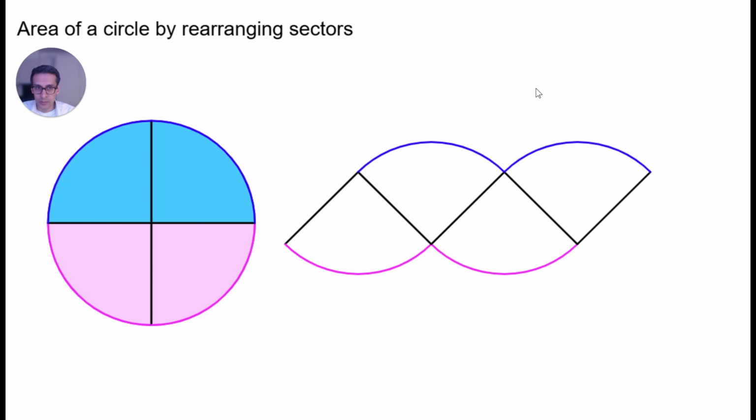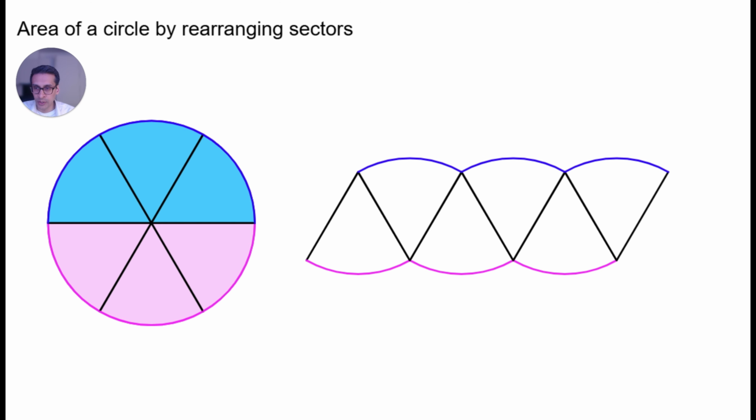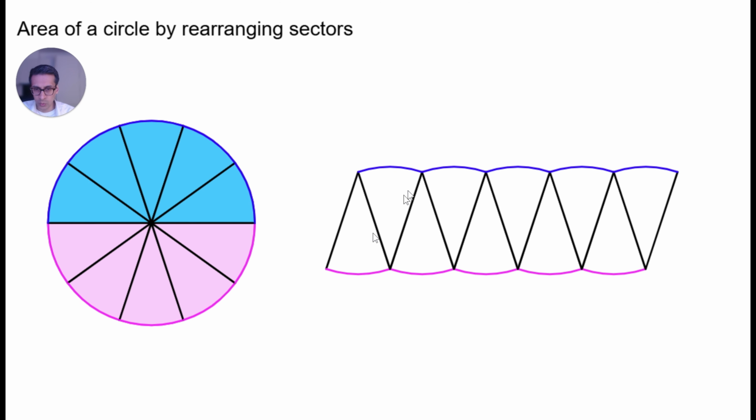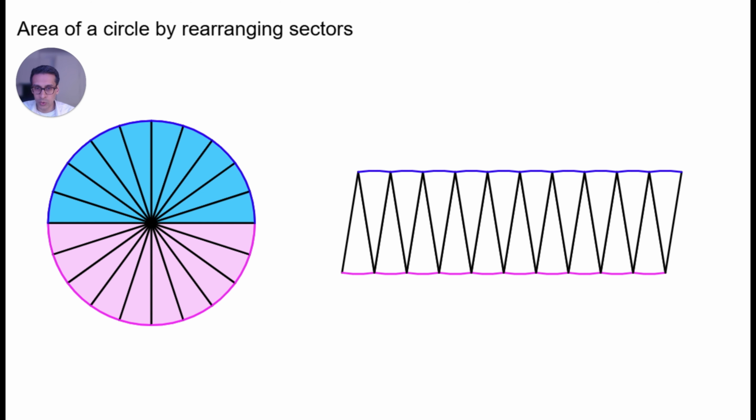If we were to, however, split this up into more sectors, so this time we've got 1, 2, 3, 4, 5, 6, 7, 8, 9, 10, and you were to then put all these sectors in an arrangement like you can see on the screen here, you end up with something that almost looks like a parallelogram, but the sides are not particularly straight because you've got a wave pattern, a curvy pattern. So you put those back, and as you increase the number of sectors, you get more and more.